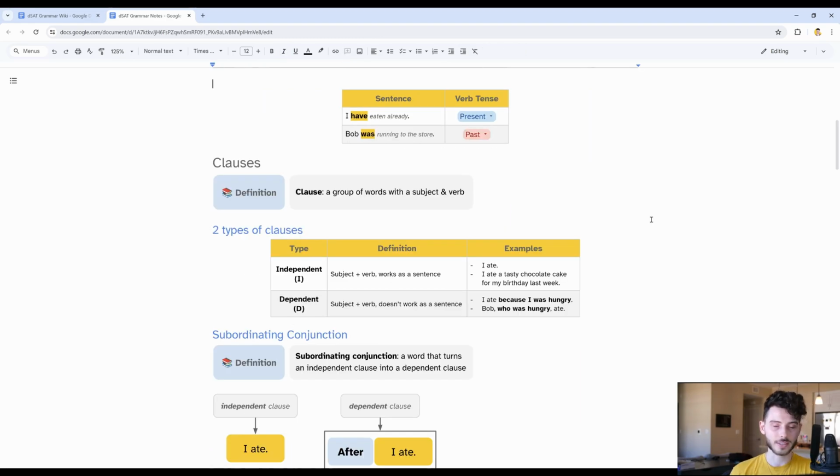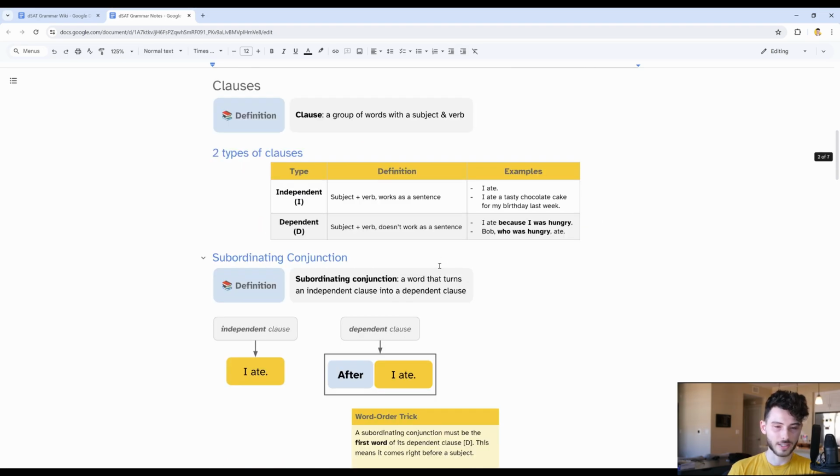A clause is a group of words that has a subject and verb. There's two types of clauses. Independent clause has a subject verb, works as a sentence. It could be as many words or as few words as you want. I ate. That's a clause. It's an independent clause. It works as a sentence. I ate a tasty chocolate cake for my birthday last week. Also an independent clause. How do I know this is just one big clause? Because there's no other verb anywhere in this part. You can basically count the verbs to know how many clauses there are.